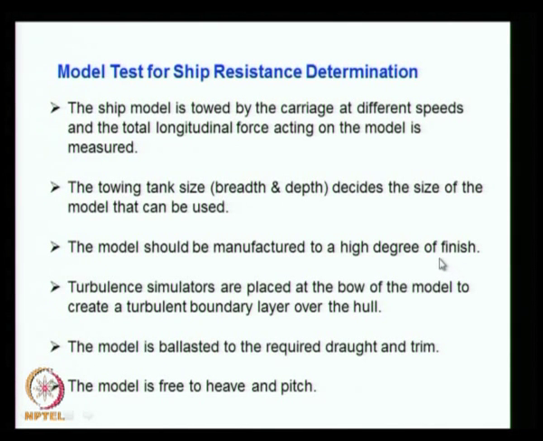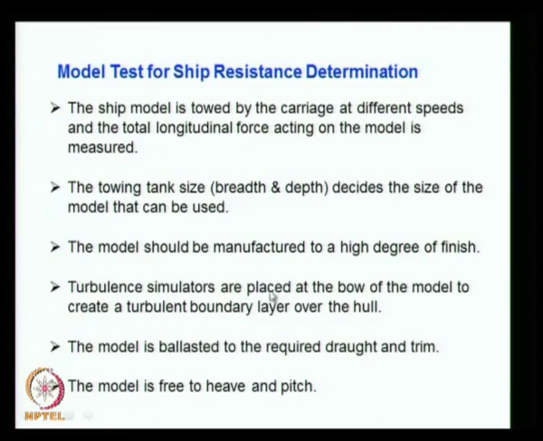We know that resistance prediction is scaled by lambda cube, and even a minor change in the form matters; wrong results get magnified so many times, and the error when it comes to the ship will be too much. Then turbulent simulators are placed at the bow of the model to create a turbulent boundary layer over the hull. So we have already discussed that.